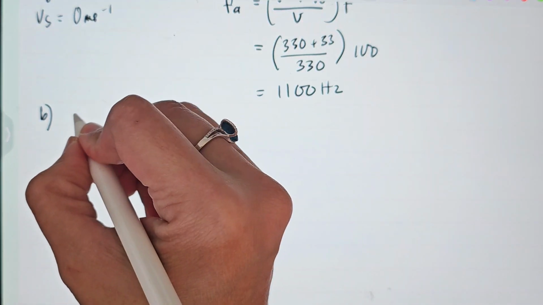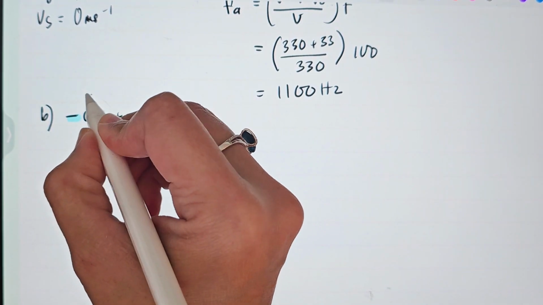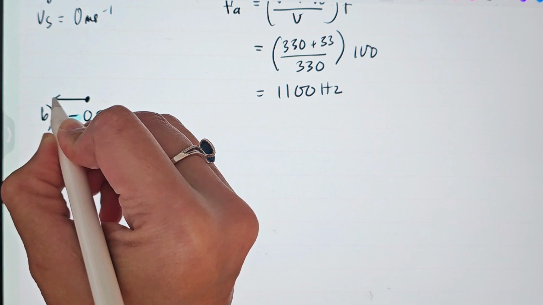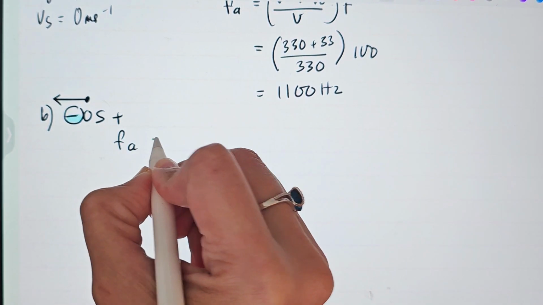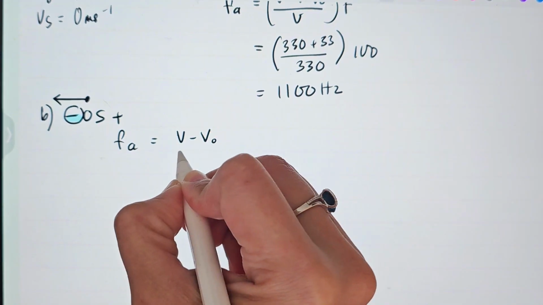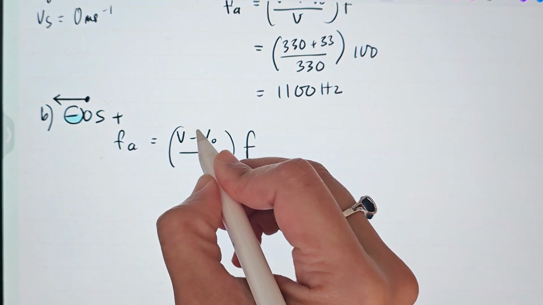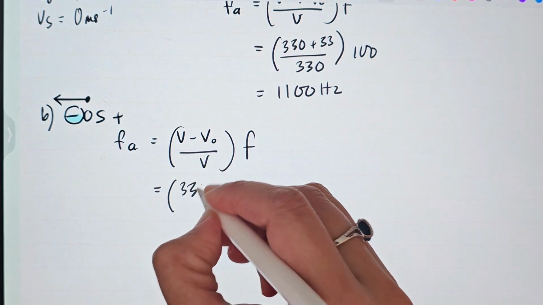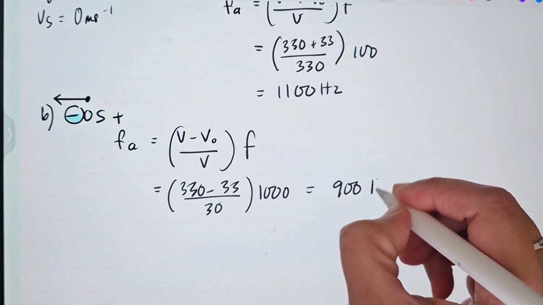Question B. If the car is now moving away from the police car, calculate the apparent frequency. Alright. So again, we're going to use negative O as positive. This time again, the observer is the one that is moving, but this time away, hence we got the negative. This is our equation. We're going to use the negative here. Then we substitute. So the answer is 900 Hz.